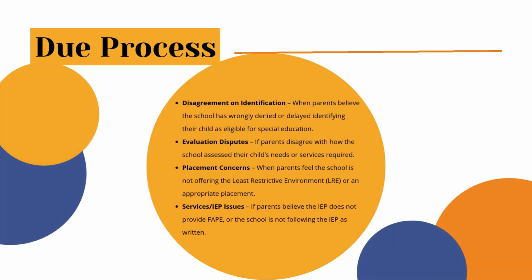Due process is typically used for the most serious disputes, such as disagreements about whether the school has properly identified your child as needing special education; evaluation concerns, like whether the school assessed your child correctly and thoroughly; placement issues, when parents feel the school isn't offering the least restrictive environment or an appropriate setting; and services or IEP concerns, such as when the parent believes the IEP doesn't provide FAPE or the school isn't following the IEP as written. Because this process is formal and legal, it is usually best for complex disputes.